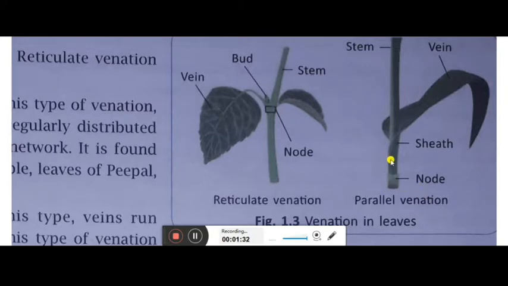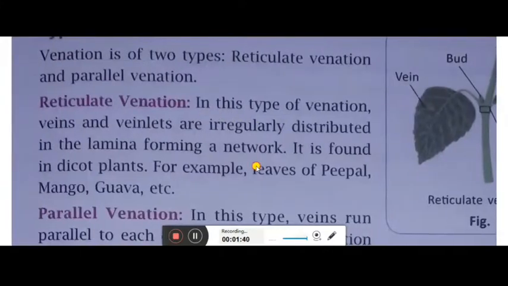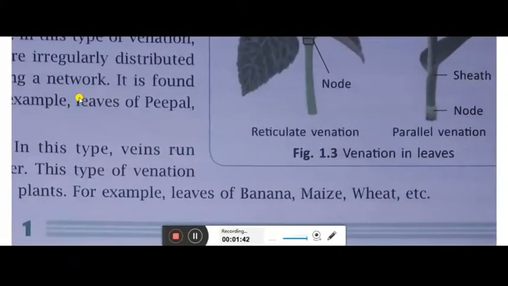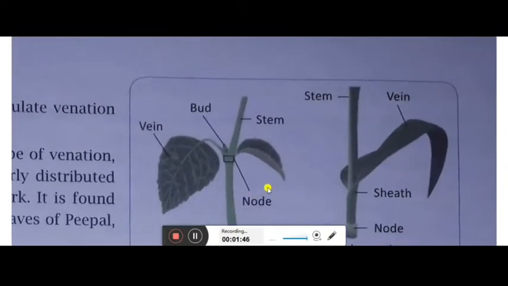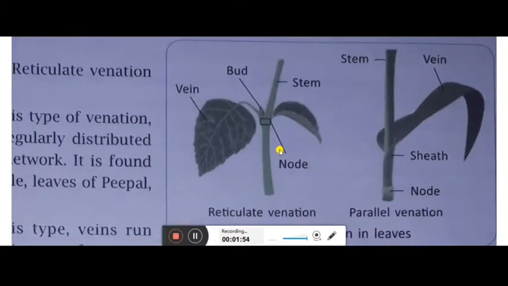So monocot plants. The examples are wheat, rice, and some seasonal ones, or banana also. Maize also is there. Maize, that is corn. And this one is the rose petal. When you see the rose petal, you will see the reticulate venation. Similarly, peepal is there, guava is there. So these all show the reticulate venation.